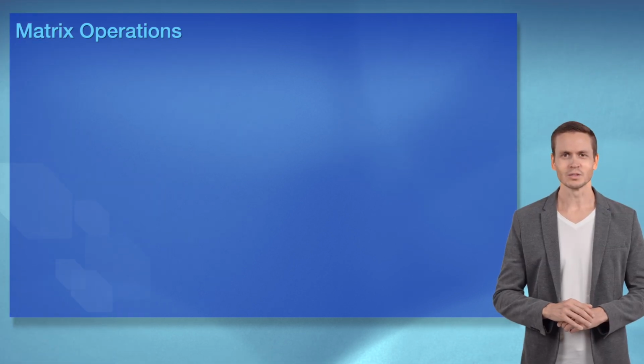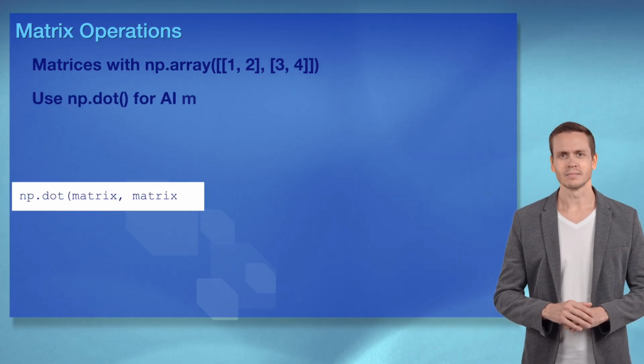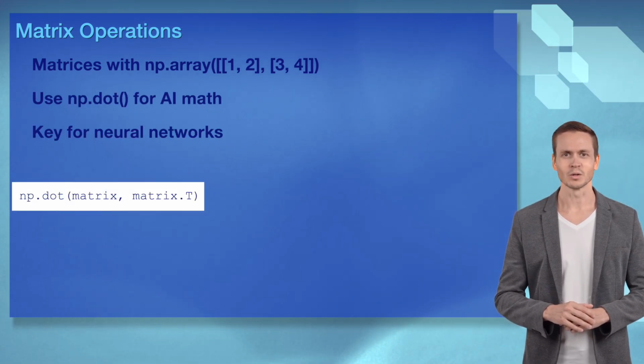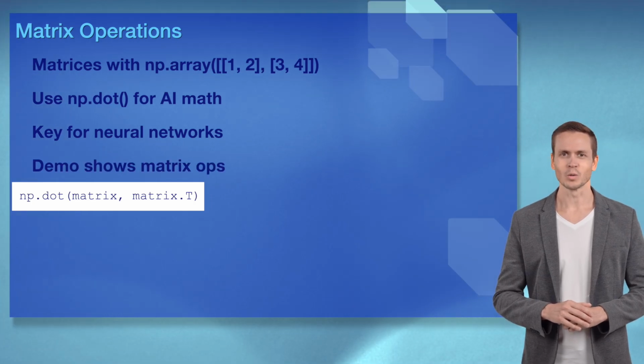Wizards, NumPy matrices are the VIPs of AI. Use np.matrix.T for matrix multiplication, like in neural networks. Boom, math magic. I'm gonna drop this matrix beat in our demo like a coding DJ.